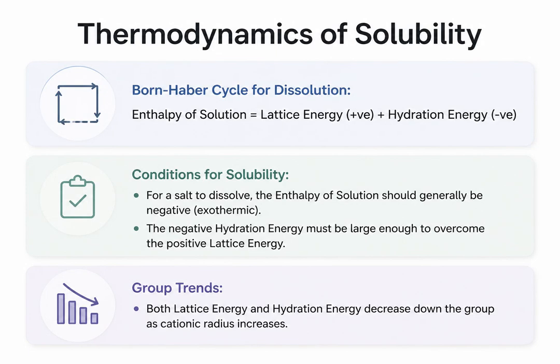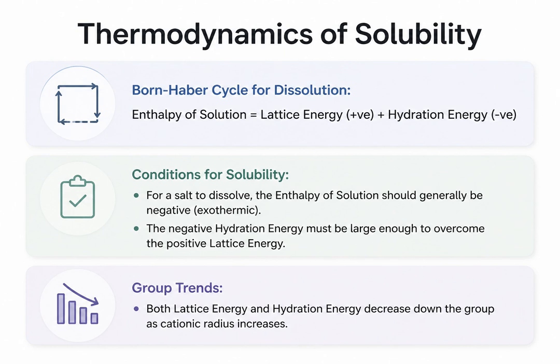Now, let's tackle the solubility of group 2 compounds. To understand why some salts dissolve and others don't, we use a Born-Haber cycle. When a salt dissolves, you first have to put energy in to break the crystal lattice. That's the positive lattice energy. Then energy is released when water molecules surround the ions. That's the negative hydration energy. For a salt to be soluble, the energy released by hydration must outweigh the energy required to break the lattice.